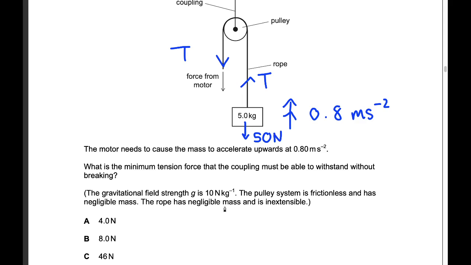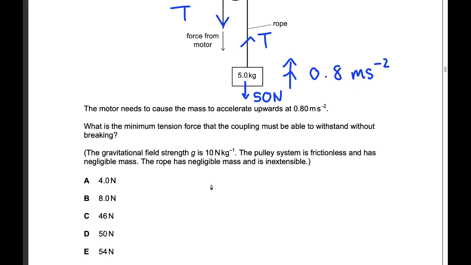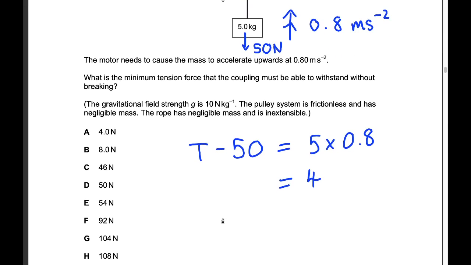So if I do F equals ma on this 5 kilogram mass, using the upwards direction as positive, tension minus 50 newtons, that's my F, has got to be equal to a mass of 5 kilograms times 0.8. 5 times 0.8 is equal to 4. So my tension is 54 newtons, just adding the 50 to the other side.